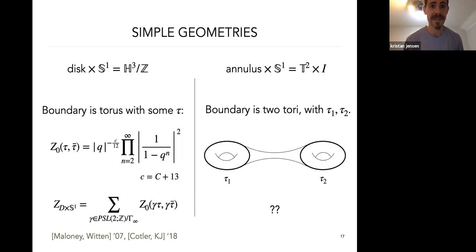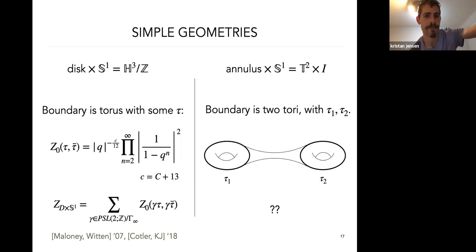Vacuum character is not modular invariant. It picks out one direction of the torus relative to the other. Space is different from time. That's manifest in three dimensions because the boundary of the disk is contractible, but the thermal circle, the S1 factor, is not.